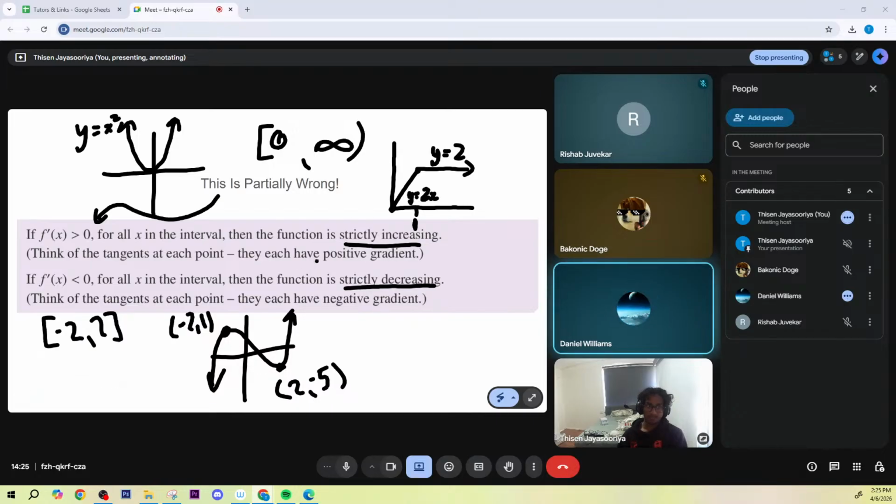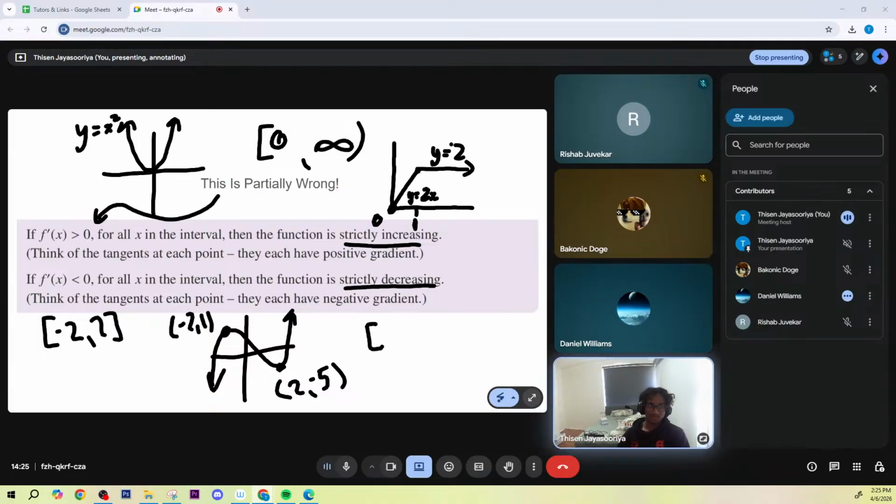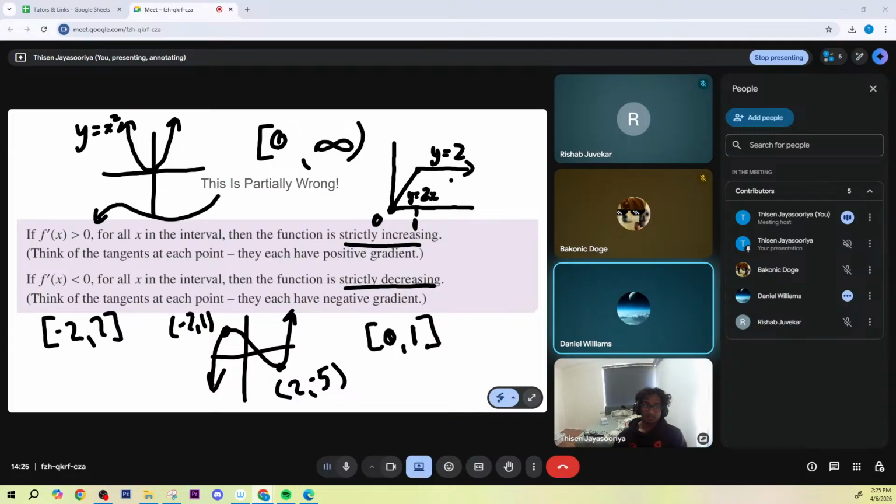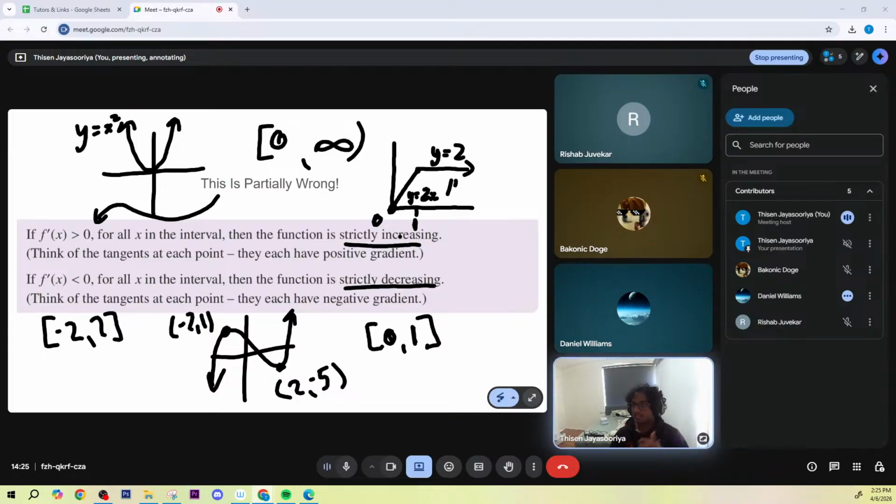So it starts here at 0, goes to 1, and then flattens out. Wouldn't that be 0 to 2? It's 0 to 1, yeah? This line is y equals 2x, so this is from x equals 0 to 1. It doesn't include this part, because the definition is that if I take a step forward, I will increase. But because this is completely flat, if I take a step forward, I won't increase, but I won't decrease either.